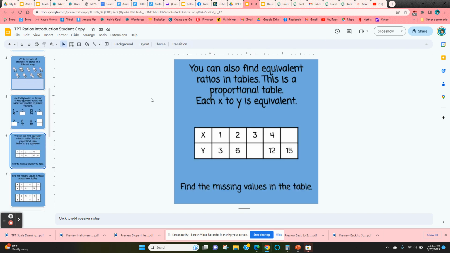Now they can see equivalent ratios in tables. Each of these x to y is a ratio, and to make them equivalent, just type in the missing numbers. So 1 to 3 would be the same as 3 to 9, and 5 to 15.